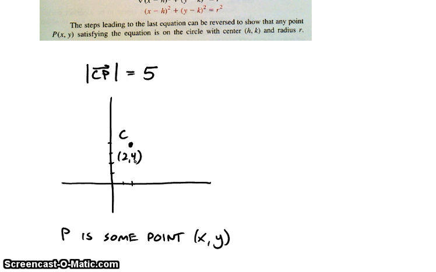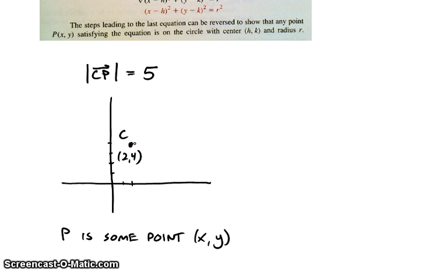The question is, where can you put the point P? Can you put it anywhere? Can it go just one spot? Can it go an infinite number of different spots? Turns out we can put this point P in lots of different places. So just as long as it's 5 units away from C, then it works for this vector equation.